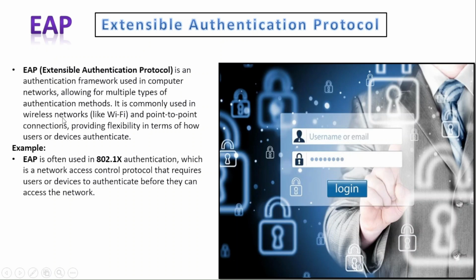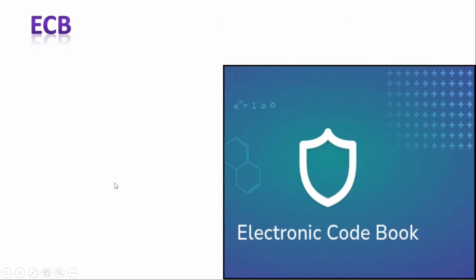It is commonly used in wireless networks like Wi-Fi and point-to-point connections, providing flexibility in terms of how users or devices authenticate. For example, EAP is often used in 802.1x authentication, which is a network access control protocol that requires users or devices to authenticate before they can access the network.